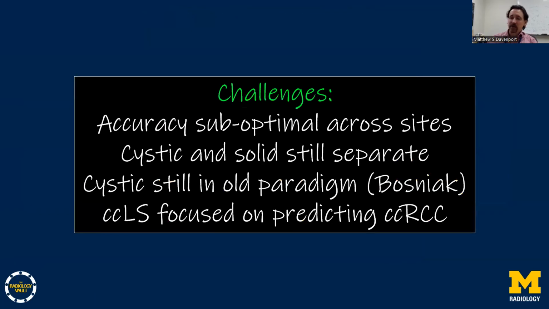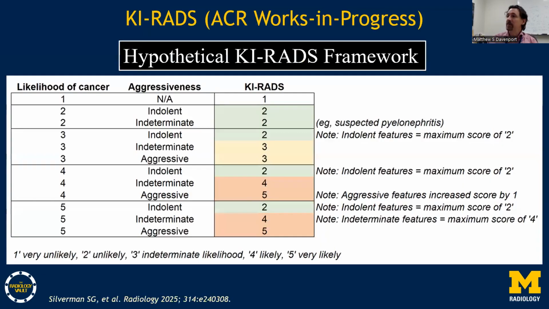So some of the challenges of using a system like this are, the accuracy remains suboptimal across sites. Cystic and solid are still treated separately. So the CCLS system is focused on solid masses, and cystic is still using the old paradigm of Bosniak, which is focused on predicting any cancer, not aggressive cancer. And CCLS scores are focused on predicting clear cell renal cell carcinoma, not aggressive cancer of any type.